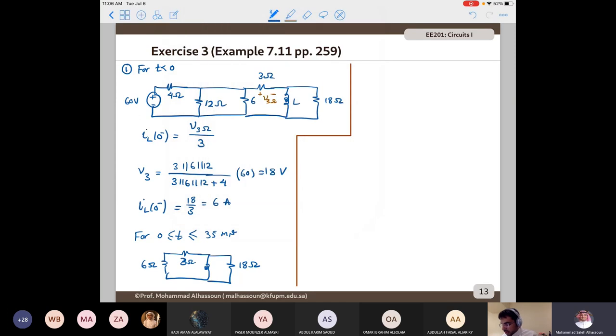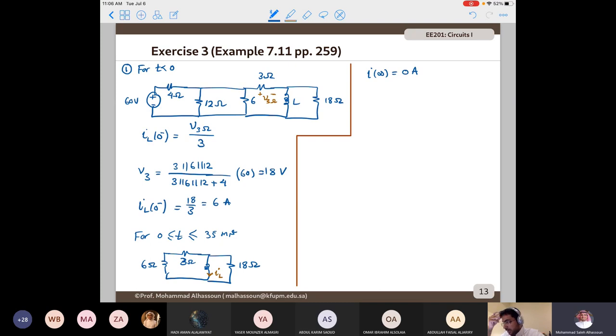In order to find the current here, what should we do? First of all, what's the final value of the current? Do I need to do a current divider to find it? Not really, because remember, there is no source. So the value of the current will be 0. The initial value, we found it to be 6.